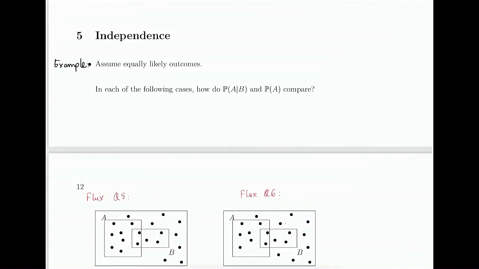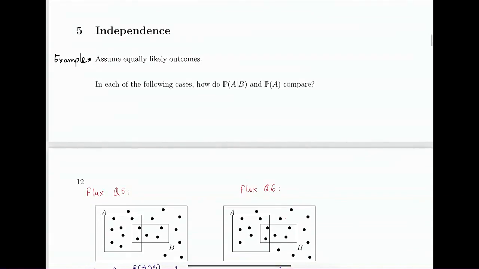Lectures. Today we will learn about independence of events. First of all, I want you to have a look at an example to find a probability of A given B. In this testing, you have the assumption that the outcomes are equally likely for the left picture and the right picture. So how can you compare the probability of A given B and the probability of B in the left picture and in the right picture?